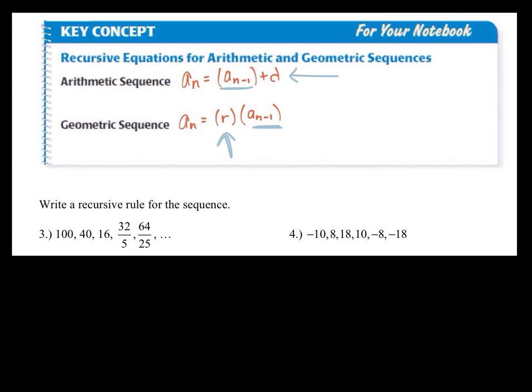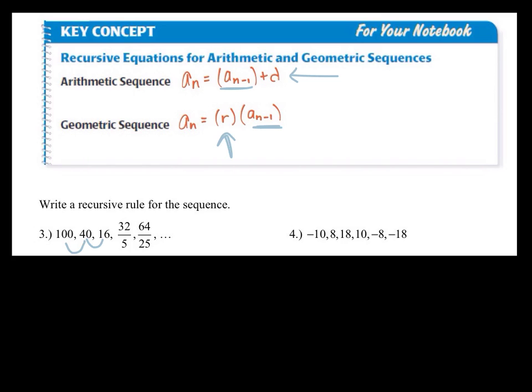So write a recursive rule for the sequence. If we're looking at number 3, it is possible for these to not be arithmetic or geometric. If that's the case, we're going to have to find our own unique rule. So if I'm looking at this, 100 to 40 is 60 of a difference, but it's not a difference of 60 from 40 to 16.